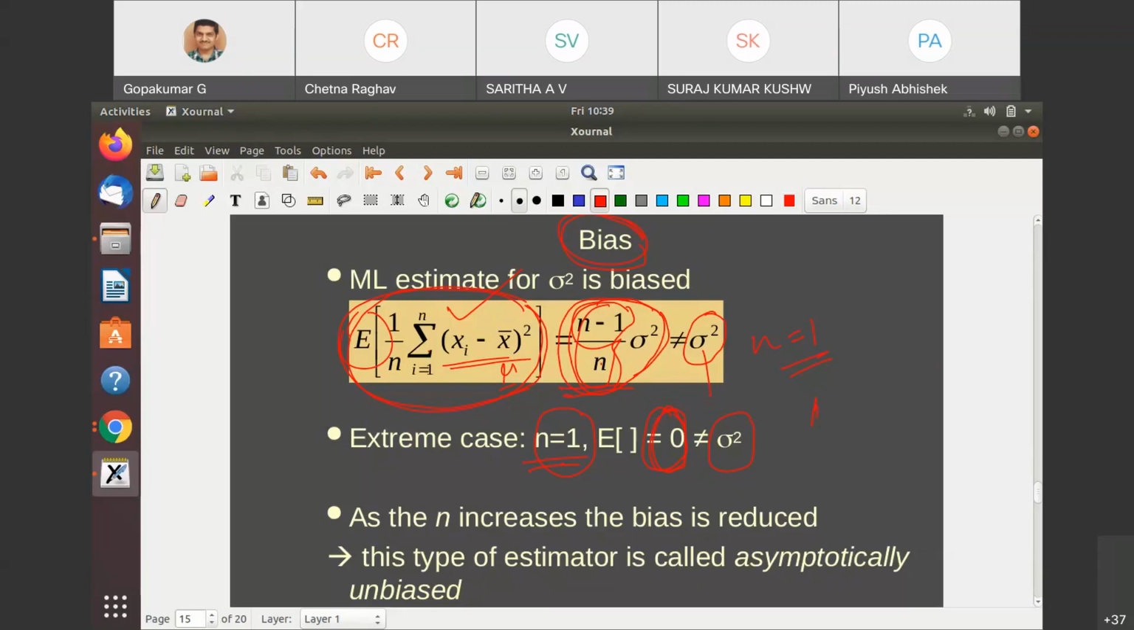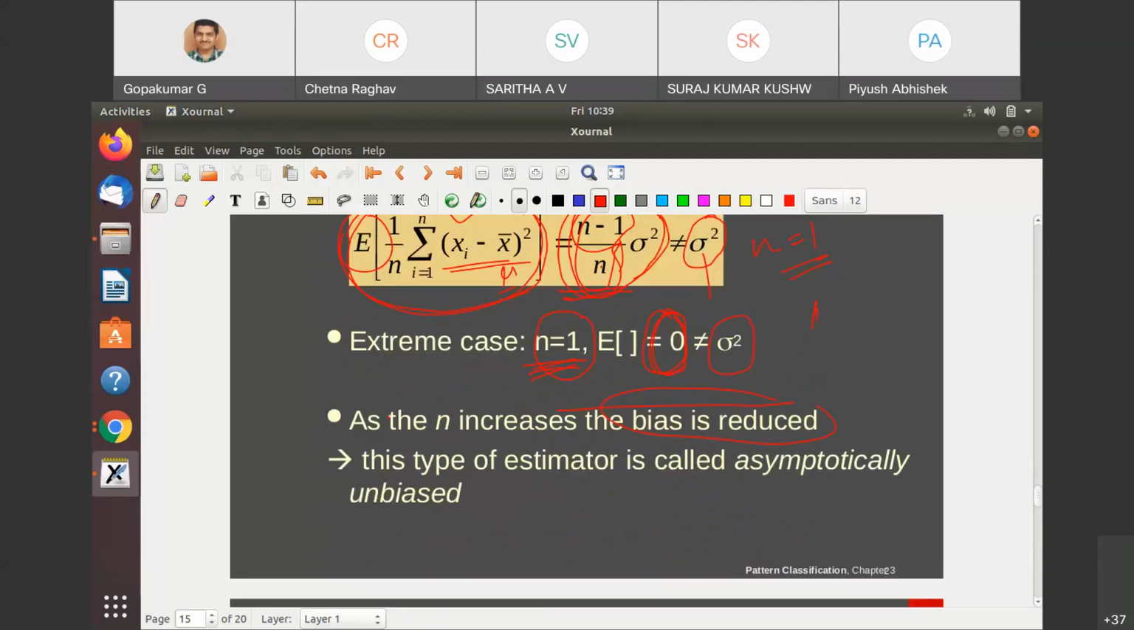Usually our data set will not consist of a single training data, so we expect that n is going to be large in number. When n increases, this bias is generally reduced. That is another point you can keep in mind. This type of estimator is sometimes called asymptotically unbiased. So that is the name.